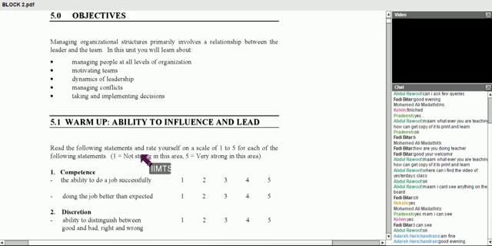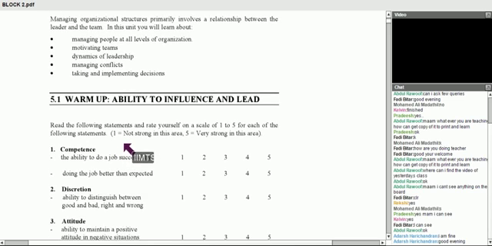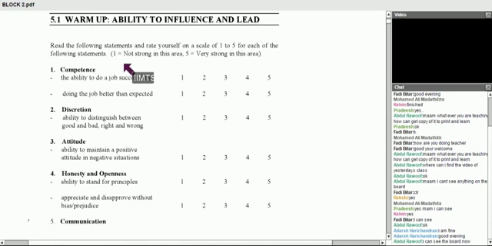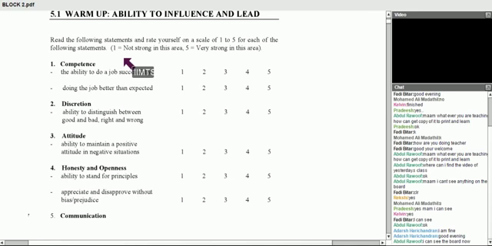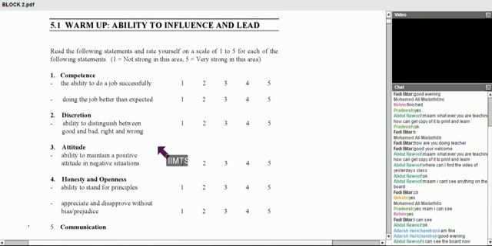Now, read the following statements and rate yourself on a scale of 1 to 5 for each of the following statements. 1 means not strong in this area, 5 means very strong in this area. So you have to rate yourself and please be sincere in your replies. Don't give fake answers. Wherever you stand as far as these numbers are considered, just mark yourself as that. Okay? Is it clear, everyone?